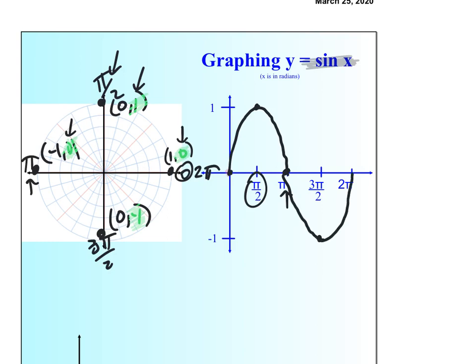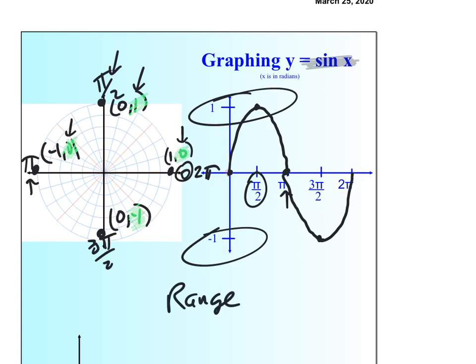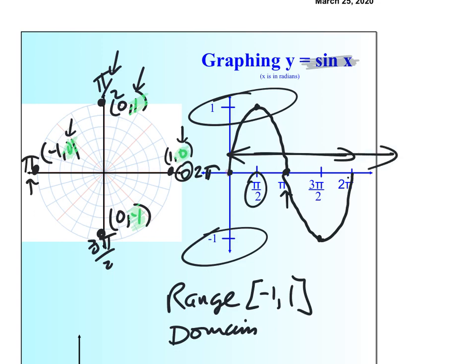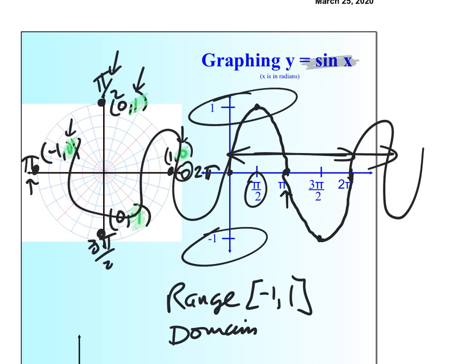You need to memorize this graph, like all the parts of it. How high it goes, how low it goes. That's also called the range. So the range of this thing is from negative 1 to 1. Sine's domain is, well, does it stop really? Does it only go from 0 to 2 pi? No, it keeps going forever. This is a wave that would just keep going in both directions. And so its domain is all reals. We could say negative infinity to positive infinity.